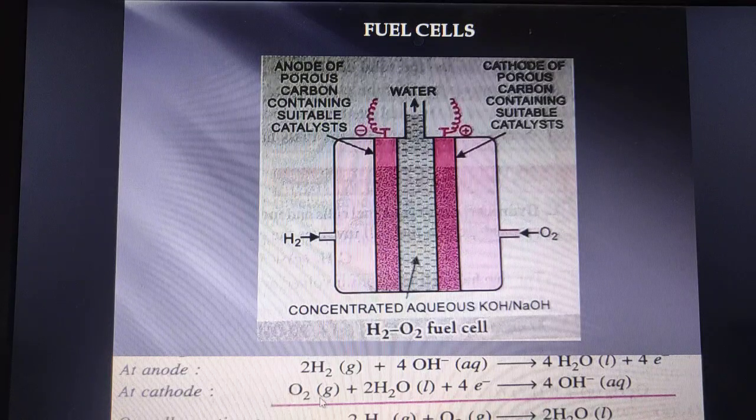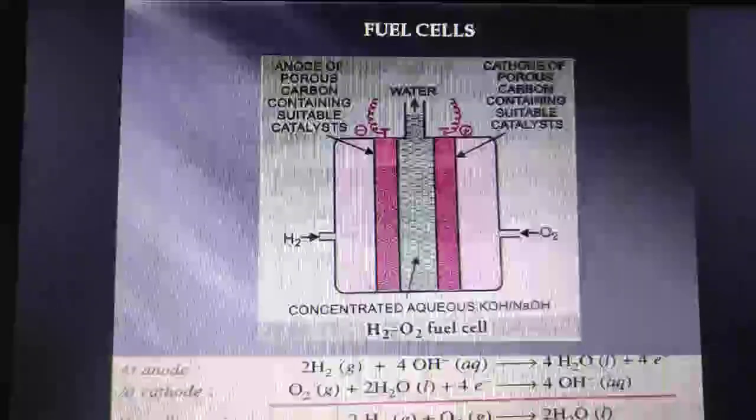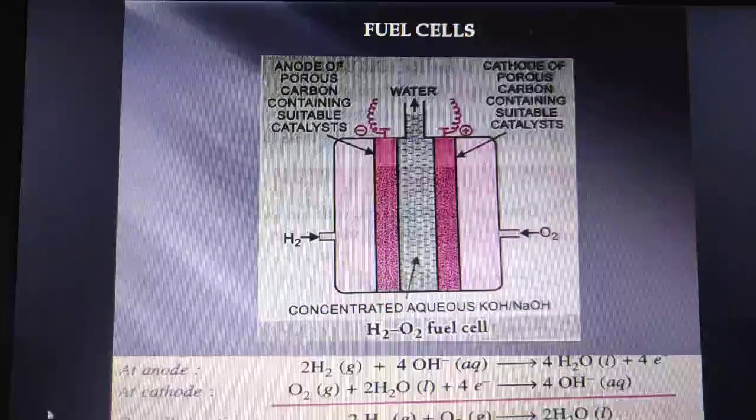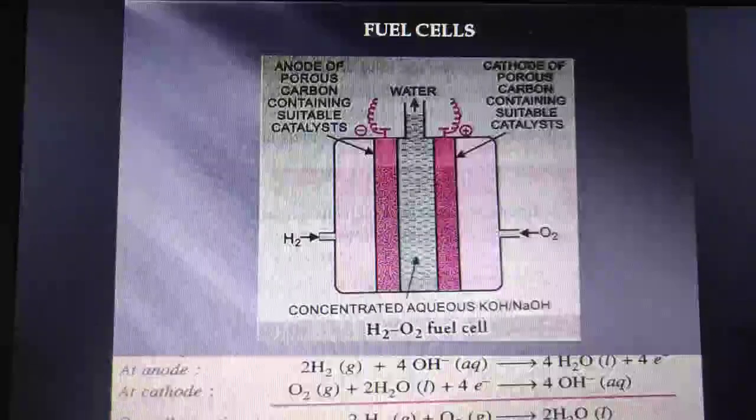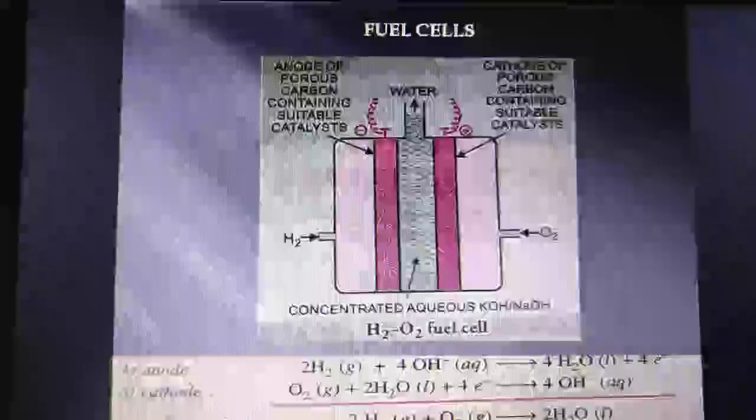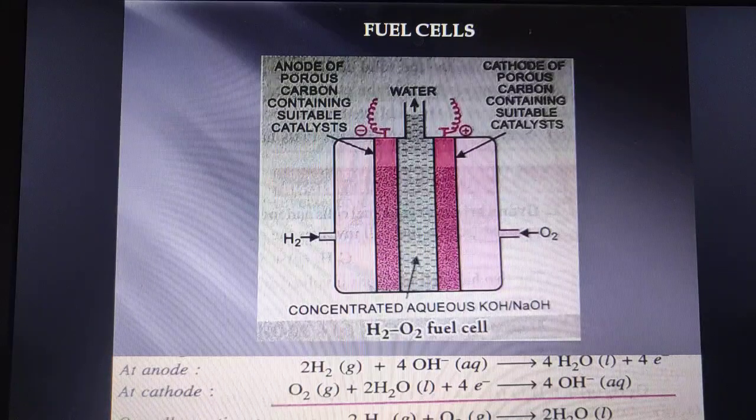The reaction taking place: at the anode, hydrogen is oxidized to H2O, whereas at the cathode, oxygen is reduced to OH minus ion. That is, the overall reaction is H2 plus O2 to H2O. Okay, this is a fuel cell. Now let us see what corrosion is.